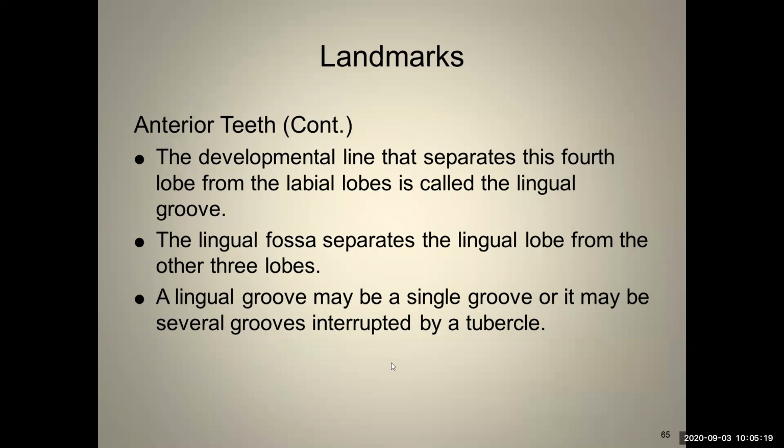So it's like reading a map. Posterior teeth can have a fossa as well, any scooped out portion. The developmental line that separates the fourth lobe from the labial lobes is called the lingual groove. Sometimes you see a lingual groove and sometimes you don't. The lingual fossa separates the lingual lobe from the other three lobes, and the lingual groove may be a single groove or several grooves interrupted by a tubercle.